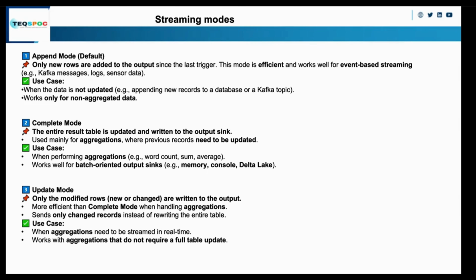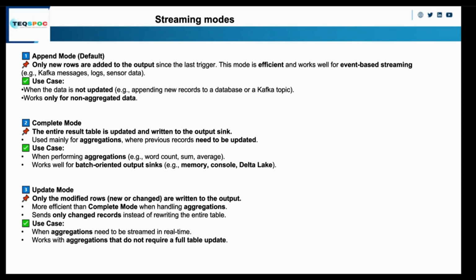The third one is the update mode. Only the modified rows are written to the output. It is more efficient than complete mode, and sends only changed records instead of rewriting the entire table. So in this case, based on the key, whatever updates are being done, only the newer records will be written to the table.